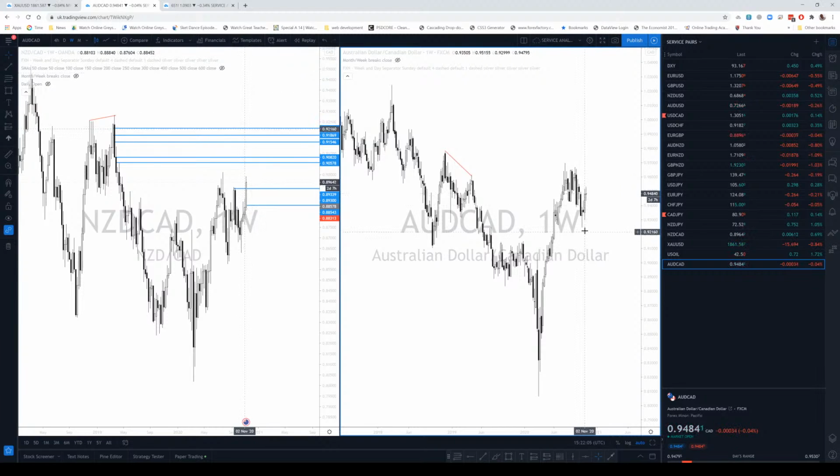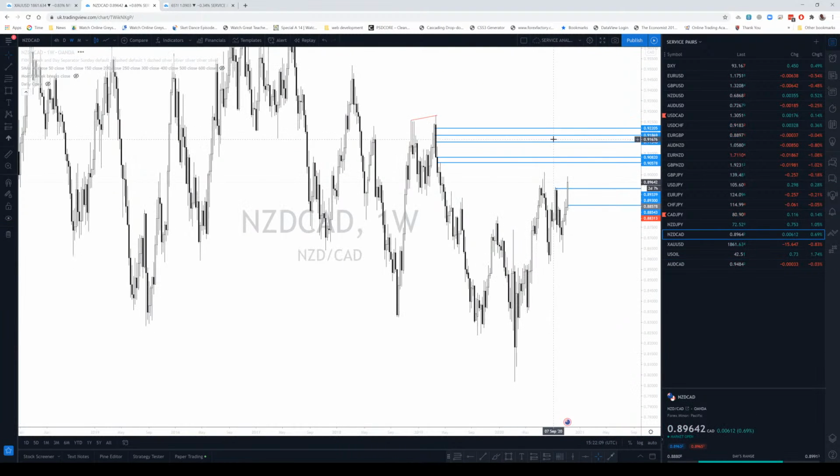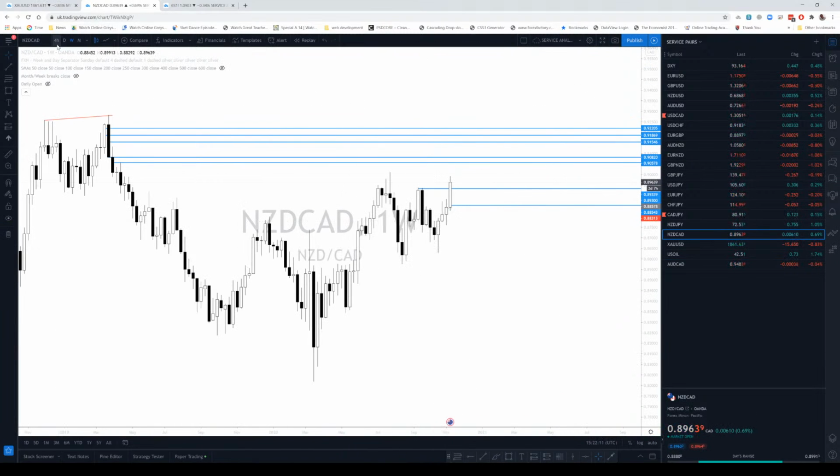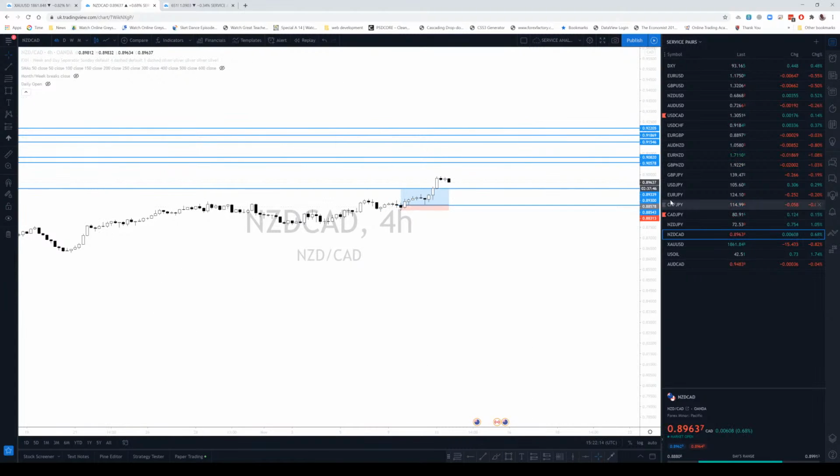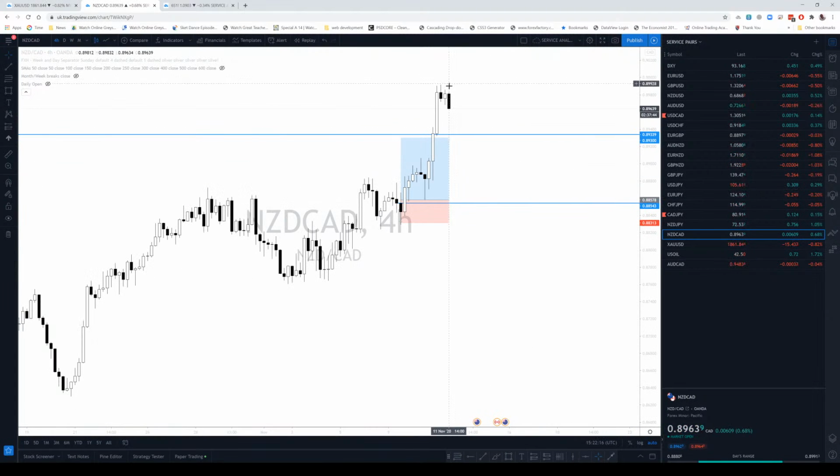Okay, so look for a buy on this. It's going for a retracement or pullback. You want to position yourself for a buy.